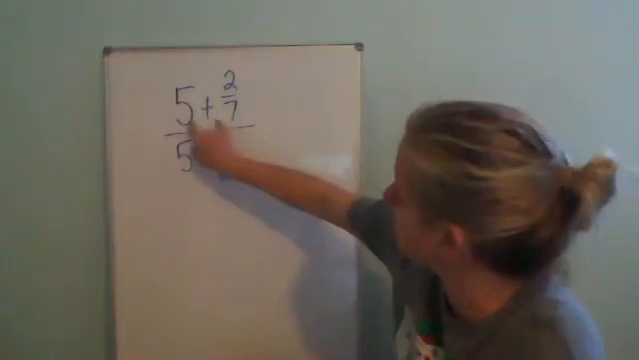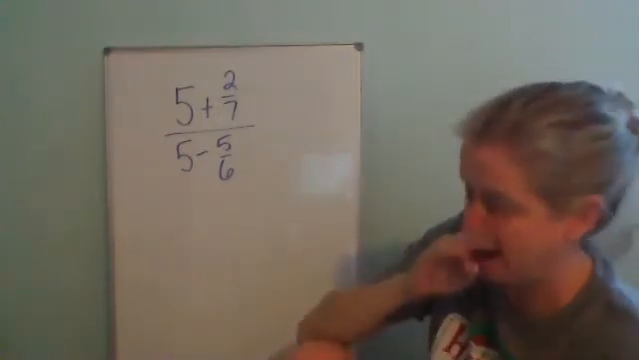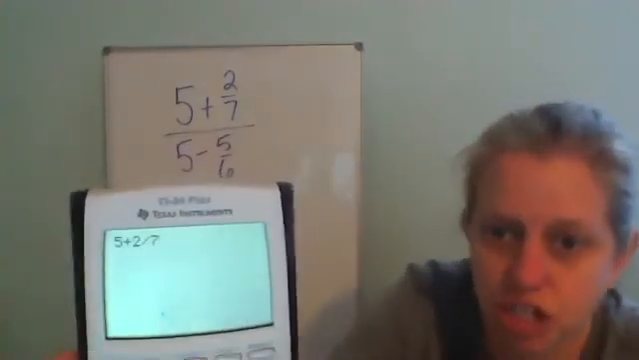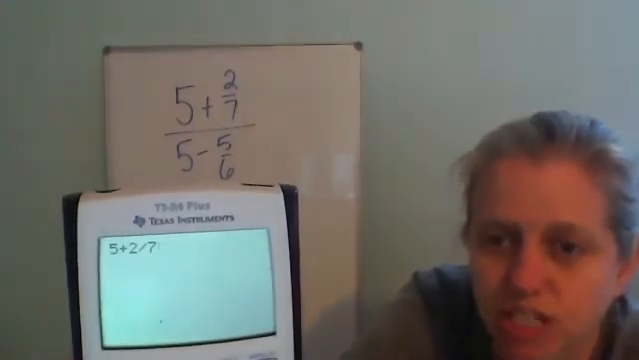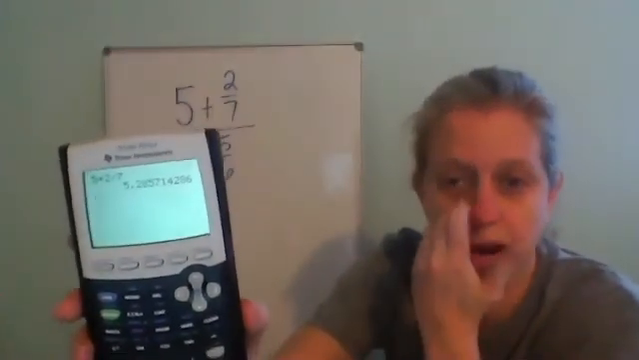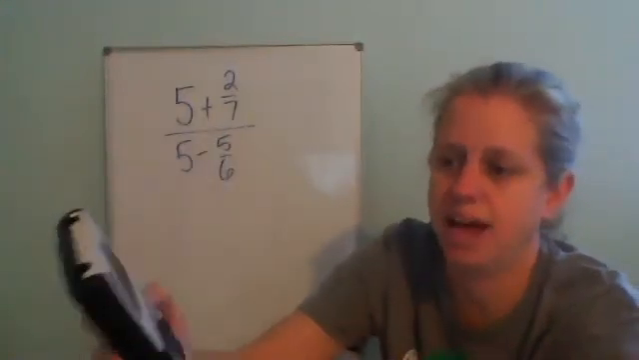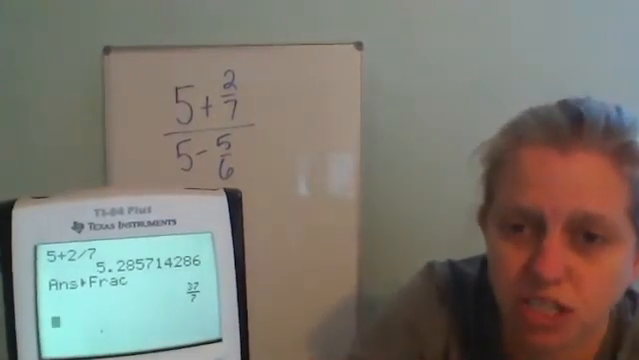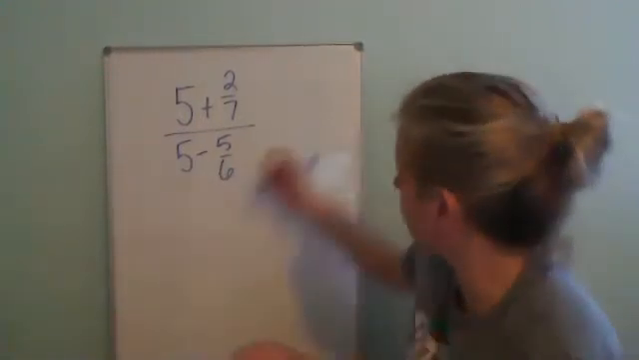So let's see. The first thing I need to know is what is 5 plus 2/7? So that's exactly what I'm going to tell my calculator. 5 plus 2/7. So it should just look just like that, just like you're on the board. Hit enter. It's going to give me a crazy decimal, but I don't want the decimal. I want the fraction. So just math enter that. So math enter, and look what it does. It tells me that 5 plus 2/7 is 37/7.